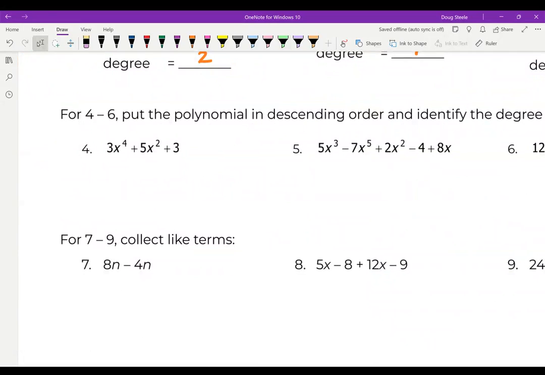The next group of questions is where we have a polynomial. A polynomial, once again, could be any size, so that's why we're using that general term. We want to write them in descending order, and that's based on the degree of the terms. So I'm going to write the largest degree first, then the second largest degree, and continually keep writing them until we get to the smallest degree term.